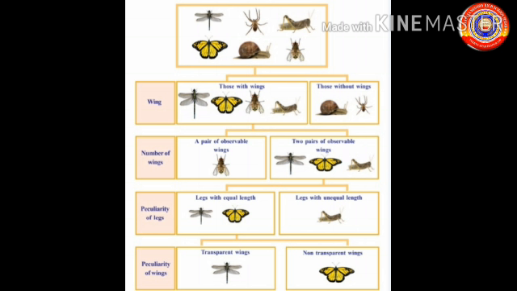Children, observe the illustration. What are the criteria used for the classification? First, those with wings and those without wings. The second criteria, those with one pair of wings and those with two pairs. The third criteria, those with legs of equal length and unequal length. The fourth criteria, those with transparent wings and those with non-transparent wings.